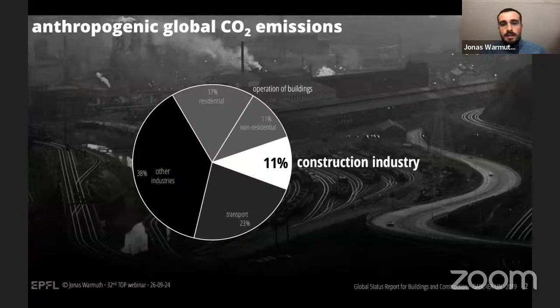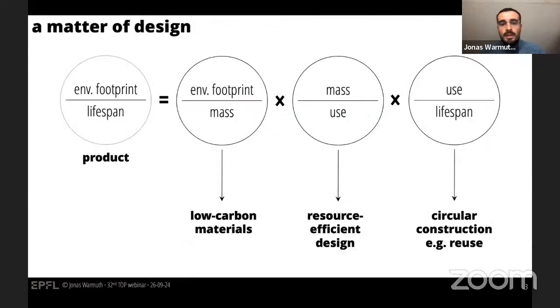Basically, there are three strategies to do that. The first one is to use low carbon materials like timber or rammed earth. The second one is to use resource efficient design. This is really going into the optimization direction and what we've just heard from Helen. The third one is about following the ideas of a circular construction, for example, to reuse structural elements over multiple service cycles. In my presentation today, I would like to focus on the last two, on resource efficient design and on circular construction, or reusing structural elements.